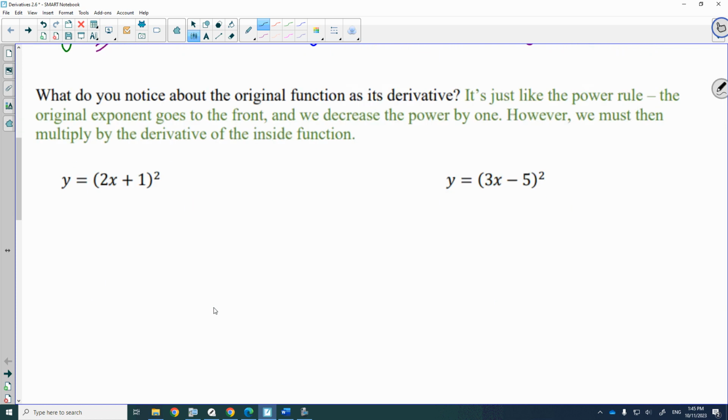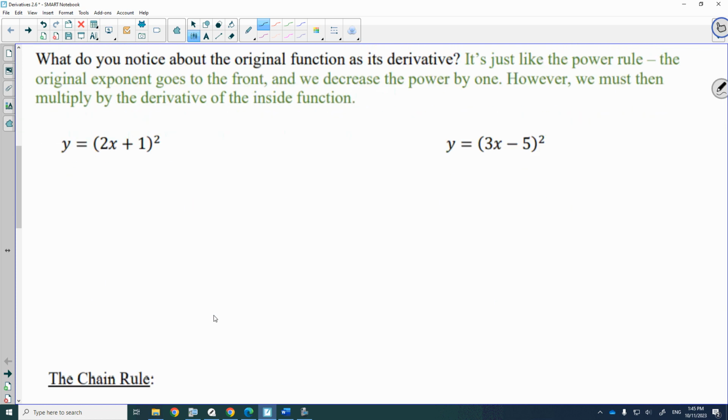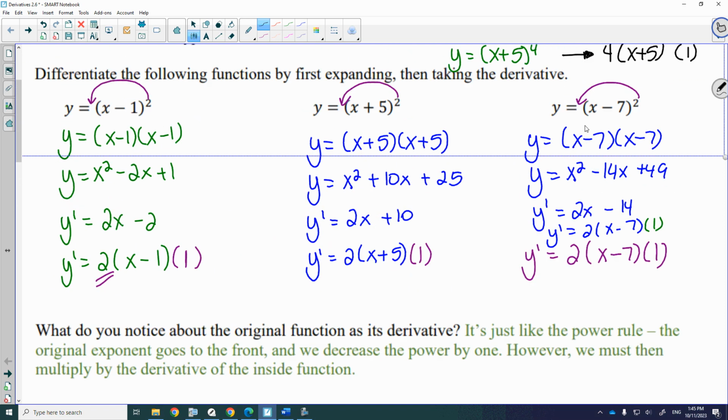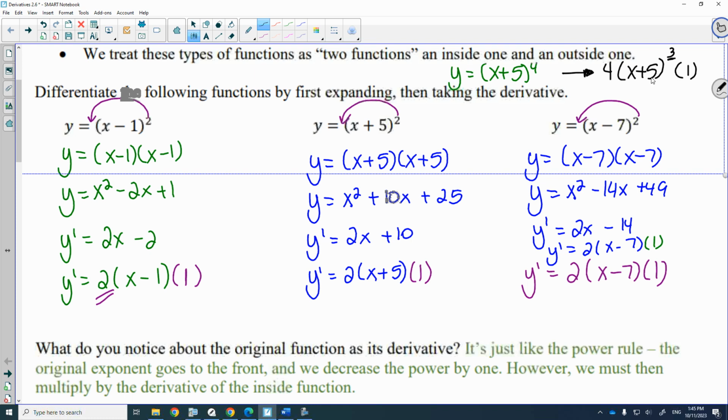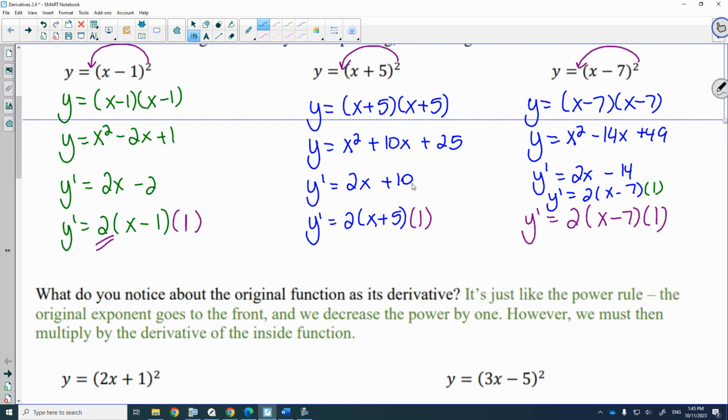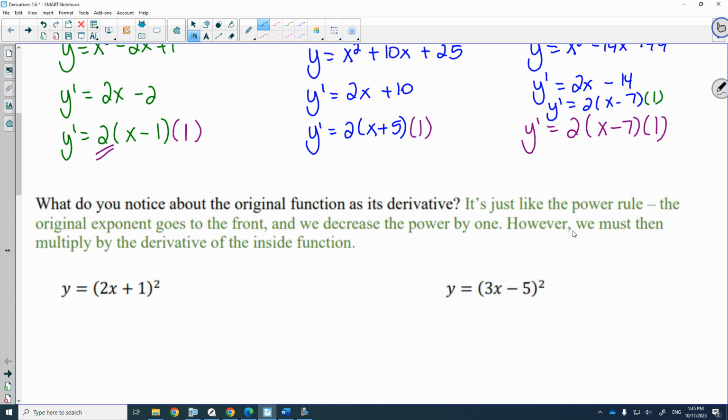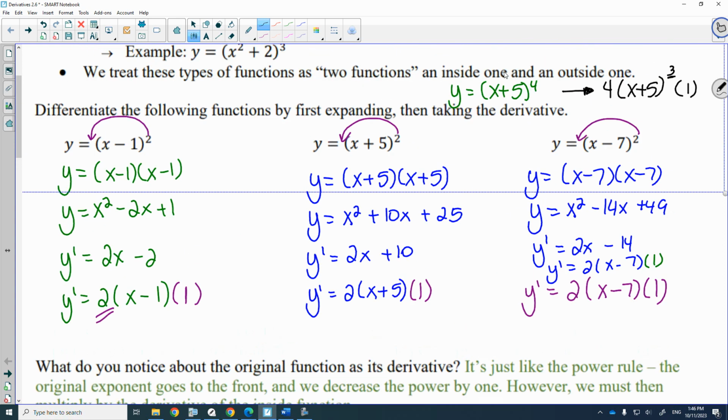Okay, so it says, what do you notice about the original function and its derivative? It's just like the power rule. The original exponent goes to the front. We decrease the power by 1. And then it says, however, we must then multiply by the derivative of the inside function. So the inside function, if I took the derivative of x plus 5, well, the derivative of x is 1. And the derivative of 5 is 0. So 1 plus 0 is just 1.